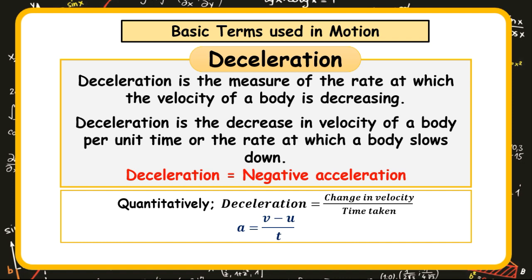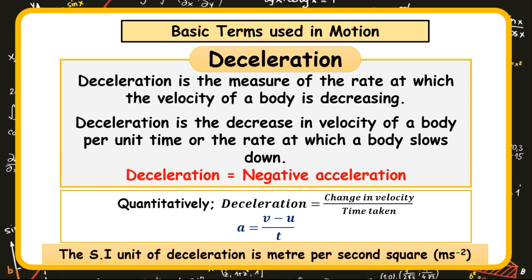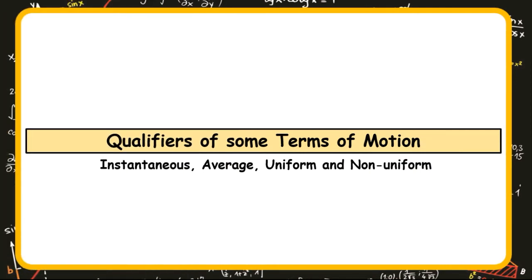However, mathematically, deceleration is also expressed as the acceleration, the change in velocity over time taken, and has a equals v minus u over t. Only that this time, when you find the acceleration, it will be negative. And whenever an acceleration is negative, it is called deceleration. But for the SI unit, it is also meter per second square as that of the acceleration. Friends, these are the various terms for you.